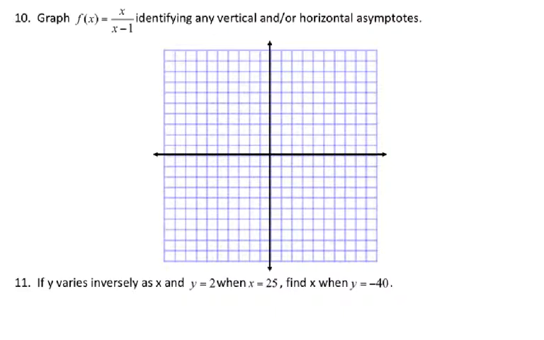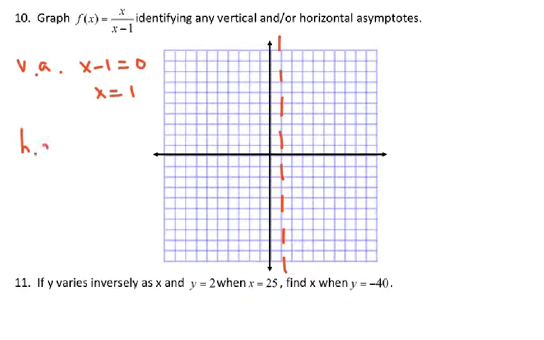Number 10, it says graph f of x is equal to x over x minus 1, identifying any vertical and/or horizontal asymptotes. Well, I realize you can graph this in your calculator, but we're going to review the horizontal and vertical asymptotes. Vertical asymptotes are easy to find. All you have to do is take the denominator, set it equal to 0, and solve for x. There is a vertical line at x equals 1 that this graph will not touch or cross.